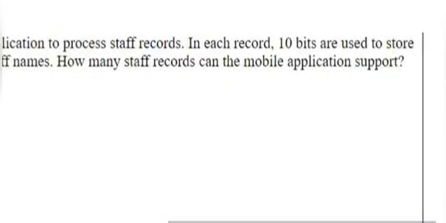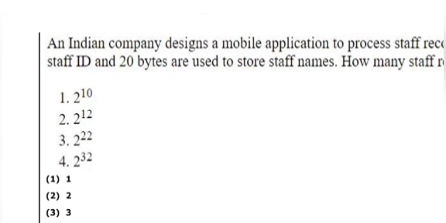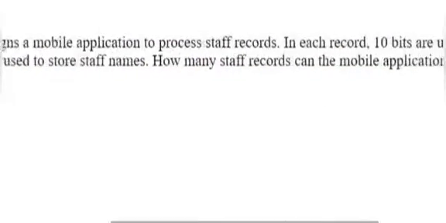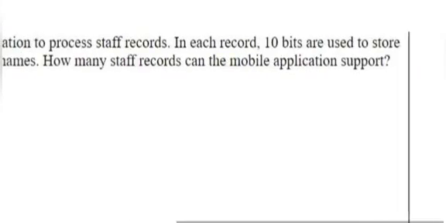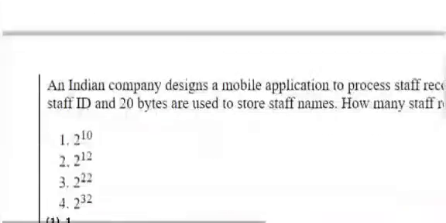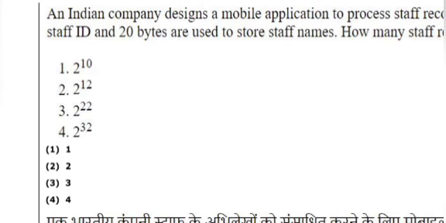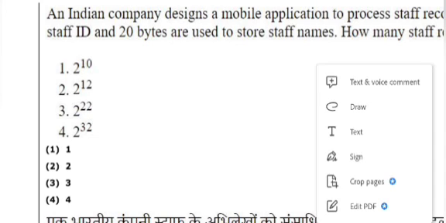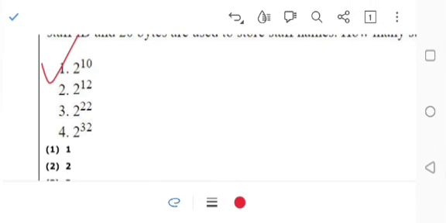Then 31. An Indian company designs a mobile application to process staff records. In each record, 10 bits are used to store staff ID and 20 bytes are used to store staff names. How many staff records can the mobile application support? So 31's correct answer will be 2 to the power 10.